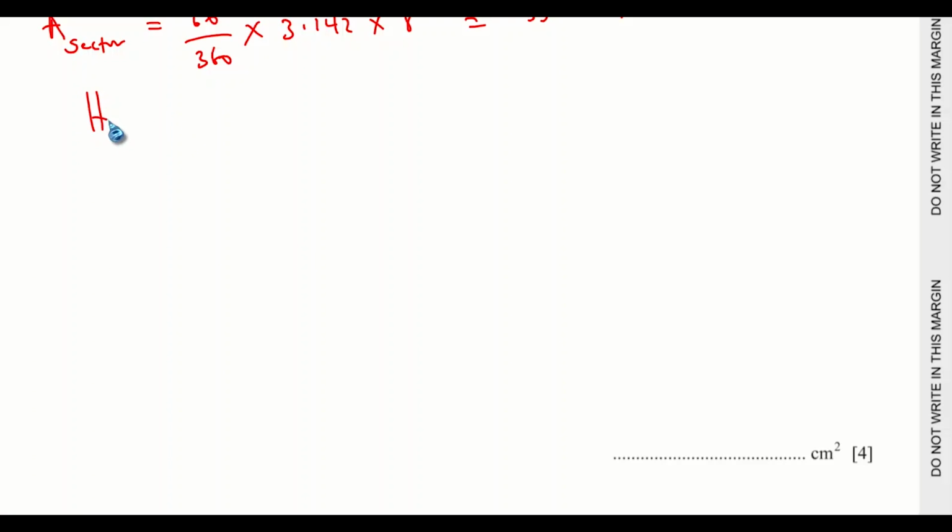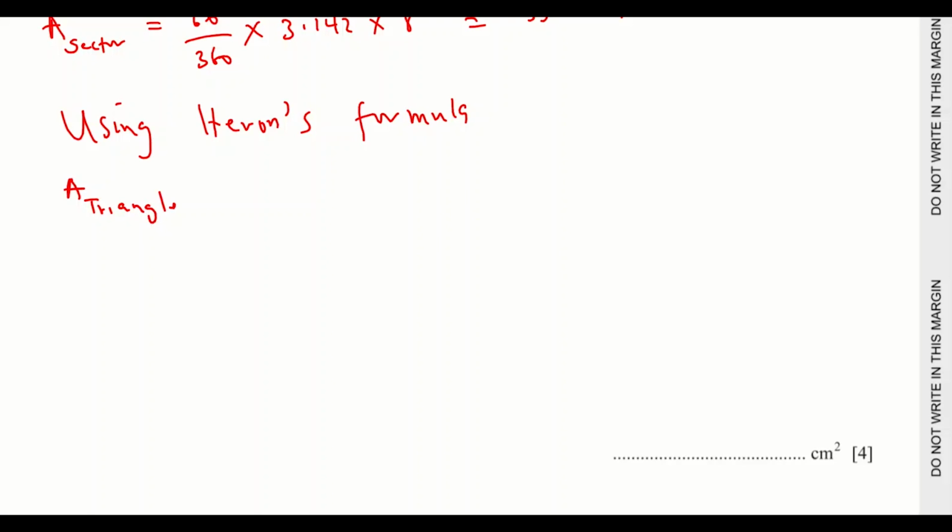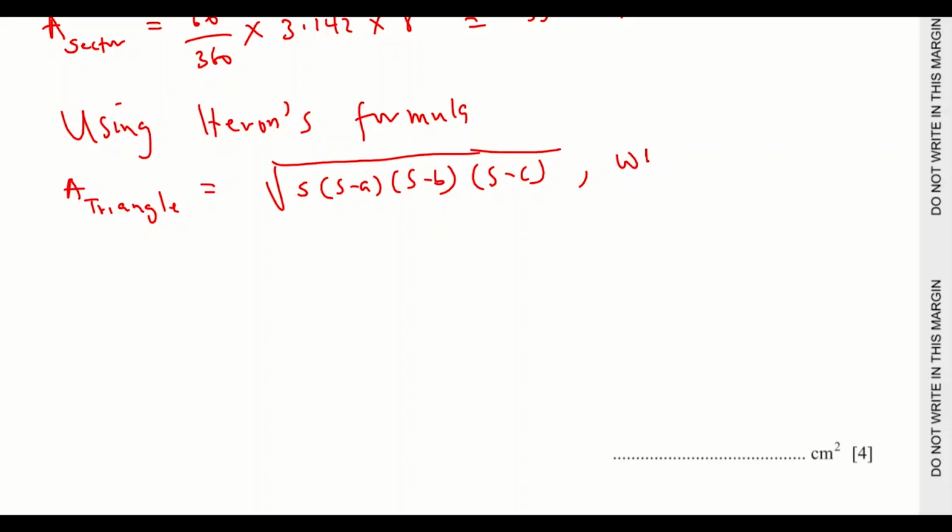Okay, so using Heron's formula for finding the area of a triangle when the 3 sides are given, we have the area of the triangle equal to the square root of s into s minus a into s minus b into s minus c, where s equals a plus b plus c over 2, that's the addition of the 3 sides divided by 2.